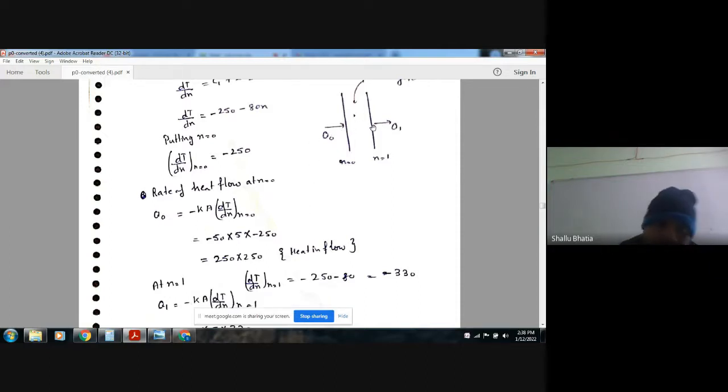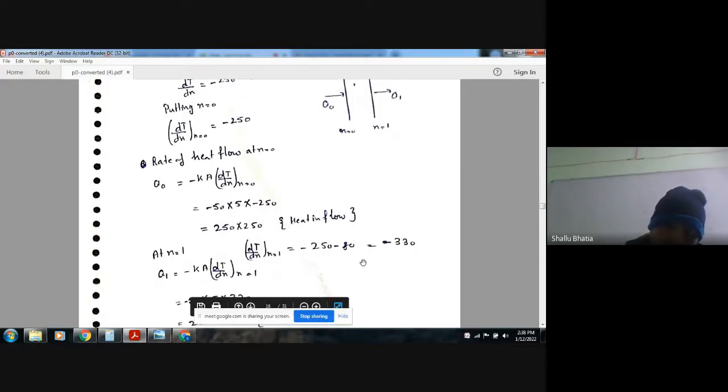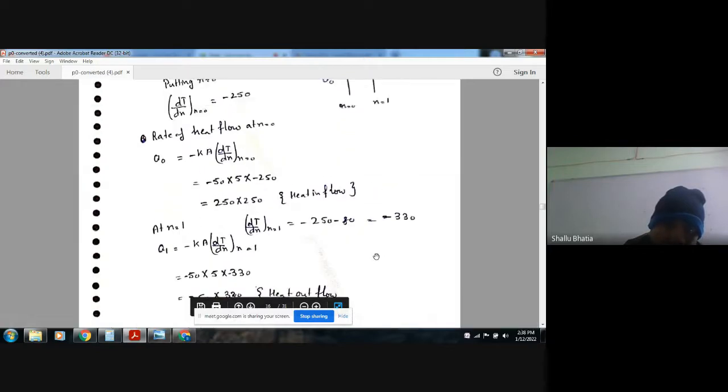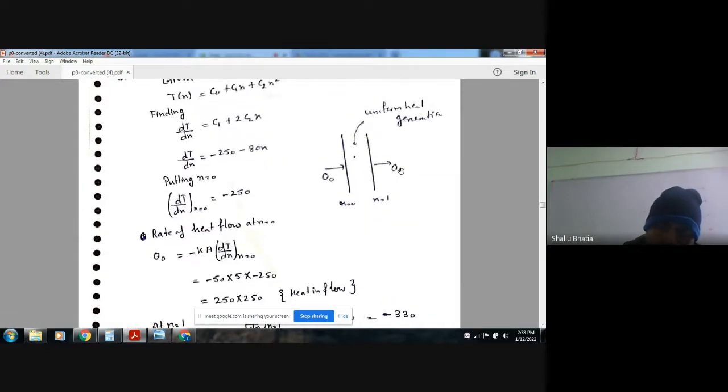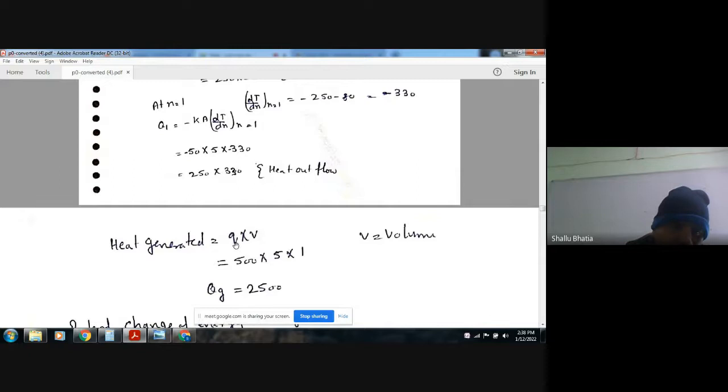Now if we find dT by dx at x equal to 1, putting x equal to 1 here, it will be minus 330. Now again we can find the heat Q1. Q1 will also be positive because this is negative, so it means Q1 is heat outflow. So this is heat inflow, this is heat outflow, and there is some heat being generated here also. Heat generated is q times volume, and volume is 5 into 1.